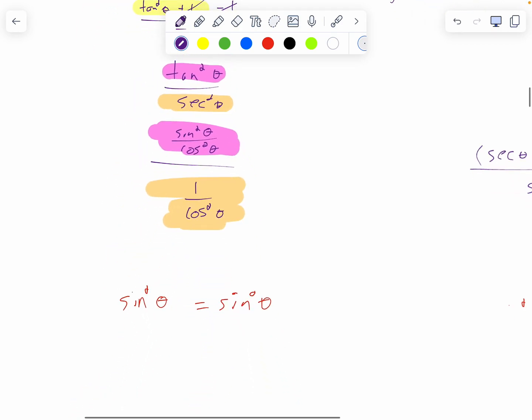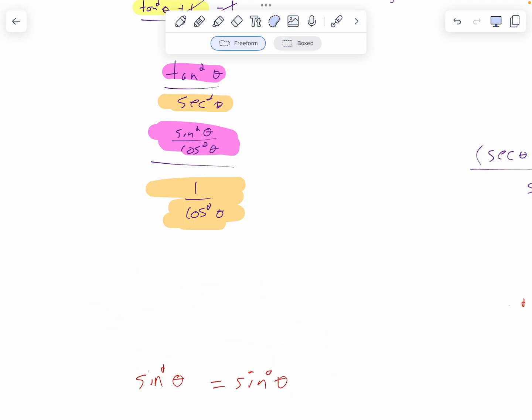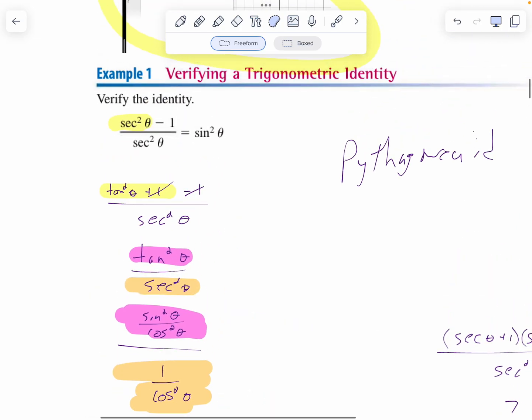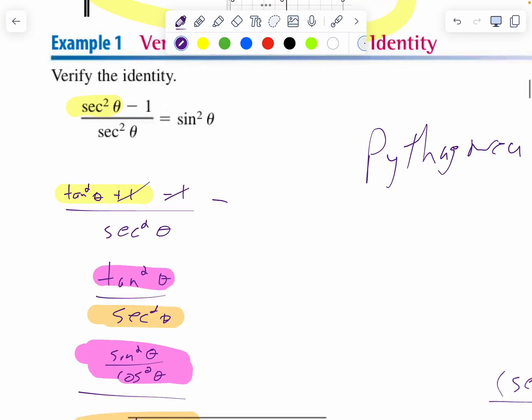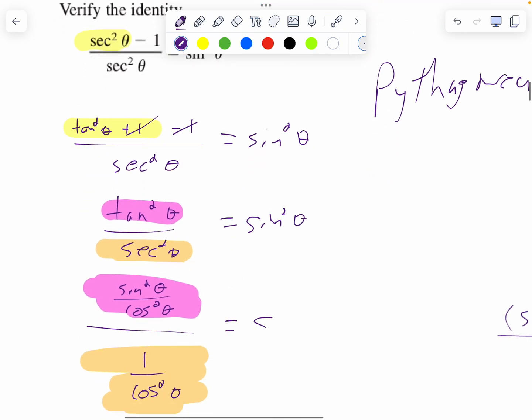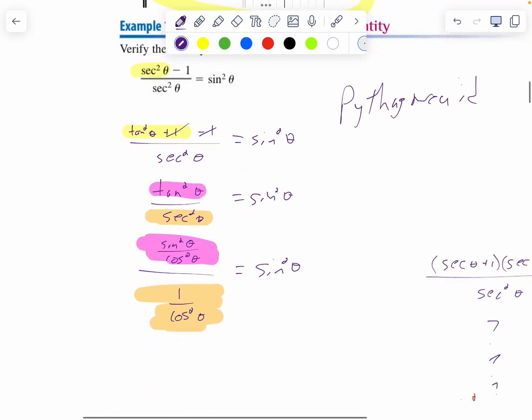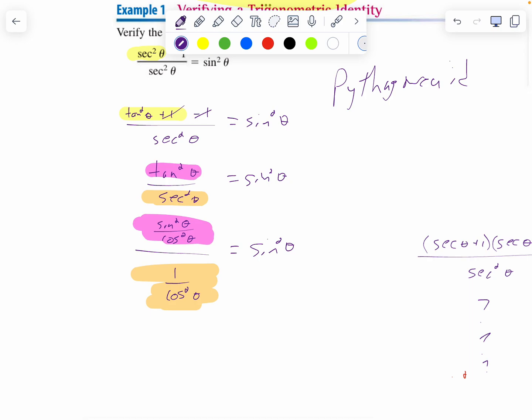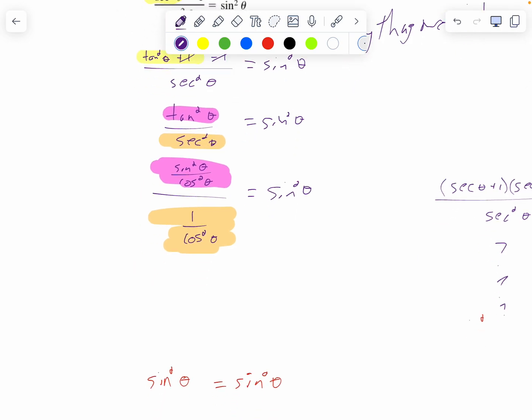All right, I know I'm done when I get sine squared theta. The whole time I've been doing this, I have not touched the right side, which equals sine squared theta. I am just manipulating the left side.